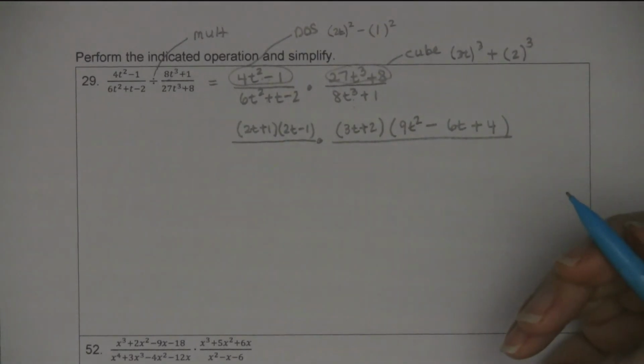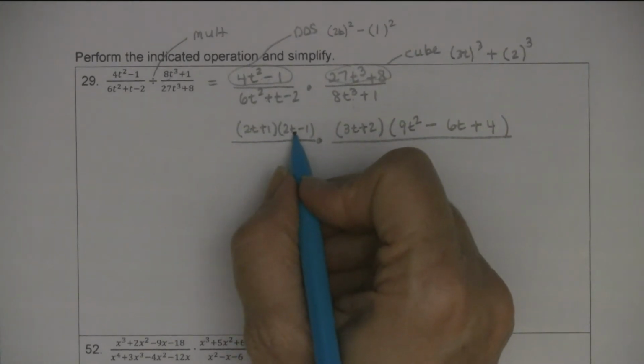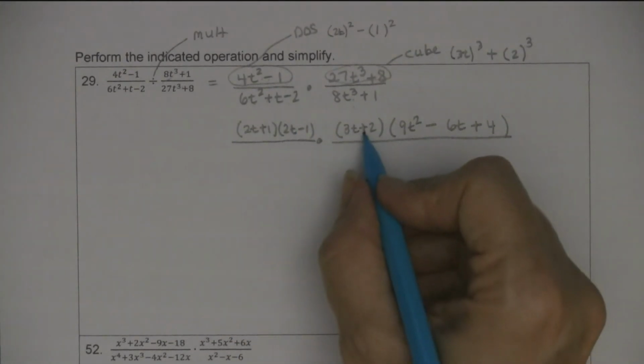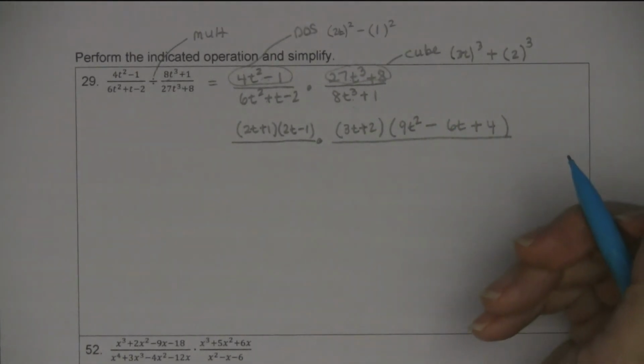Once you've used the cube formula, you're all done factoring. So this didn't factor any further. I didn't say that, but it doesn't. This I used the cube formula, so it's not going to factor any further. That trinomial is not going to factor any further.